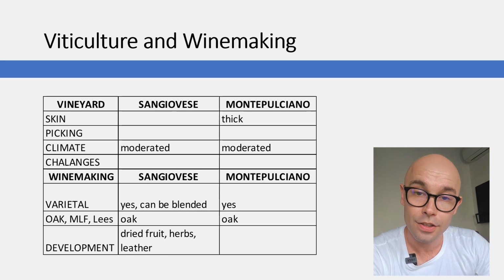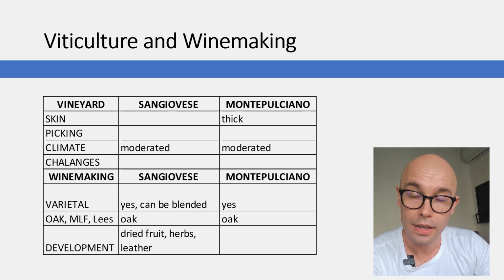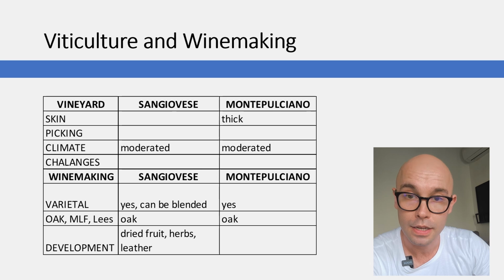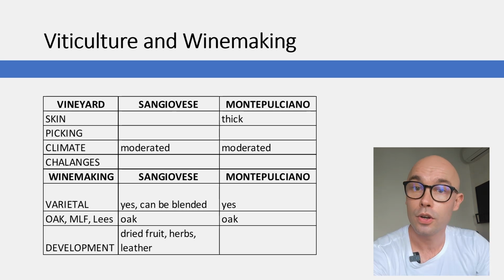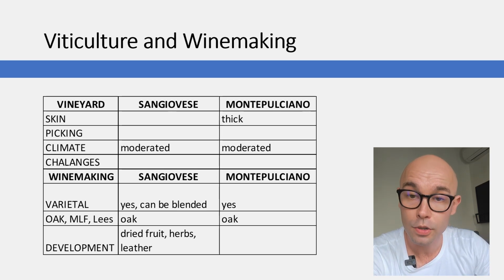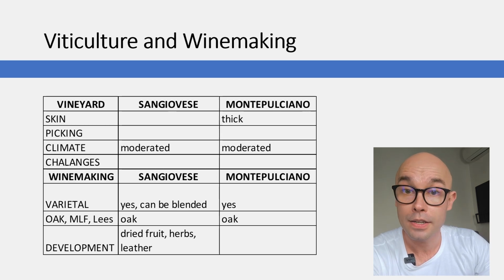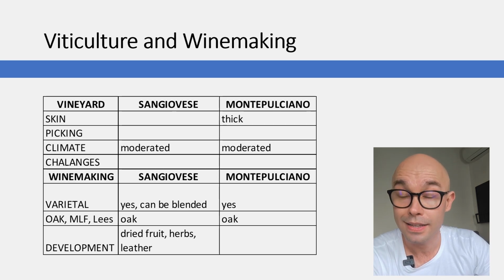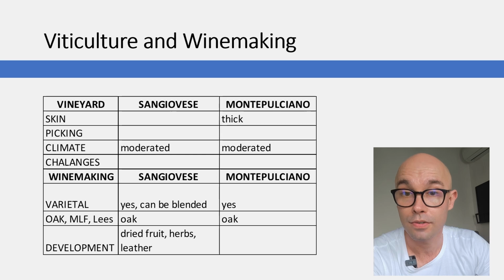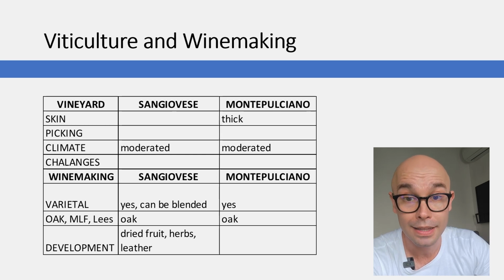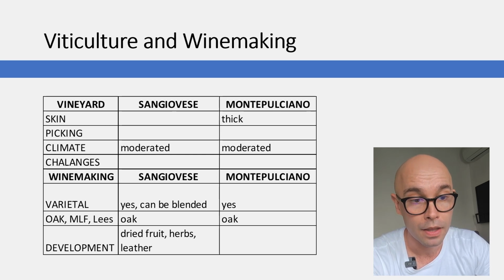Sangiovese in Tuscany can produce varietal wines that are 100% Sangiovese, but there are also wines that can be blended up to 15% with other grape varieties. There's also a term Super Tuscans. Super Tuscans indicates wines that are based on different international grape varieties that can also have Sangiovese in the blend, but not as the main grape variety.